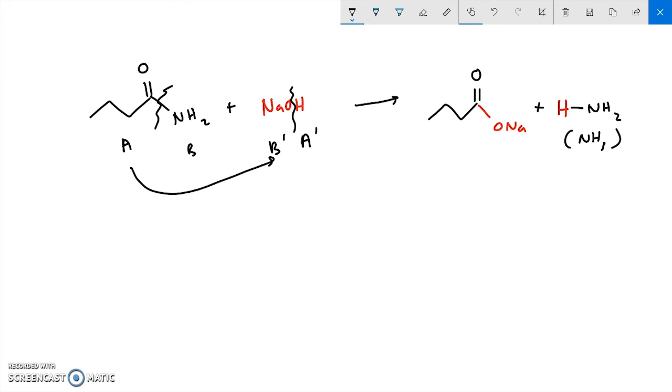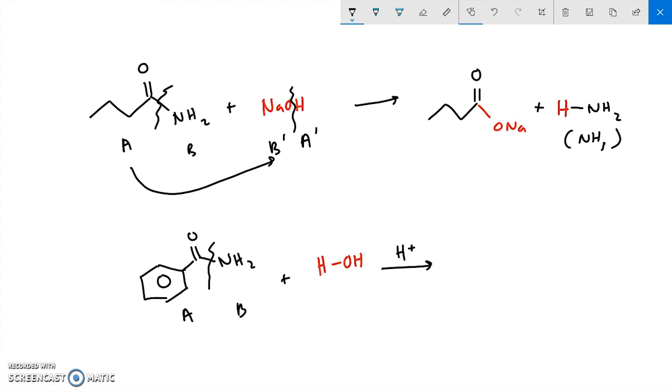The final example, let's say we have a benzamide, which is benzene attached to the C double bond O attached to NH2, plus water. And remember guys, any reaction involving water should be conducted in an acidified medium. We're going to use the same approach. We identify the A part and the B part of the structure, and for the other one, we identify the H as the A prime while the OH is the B prime.